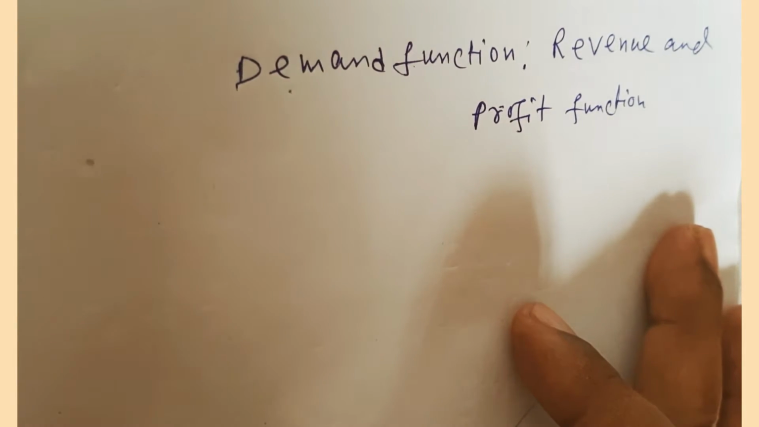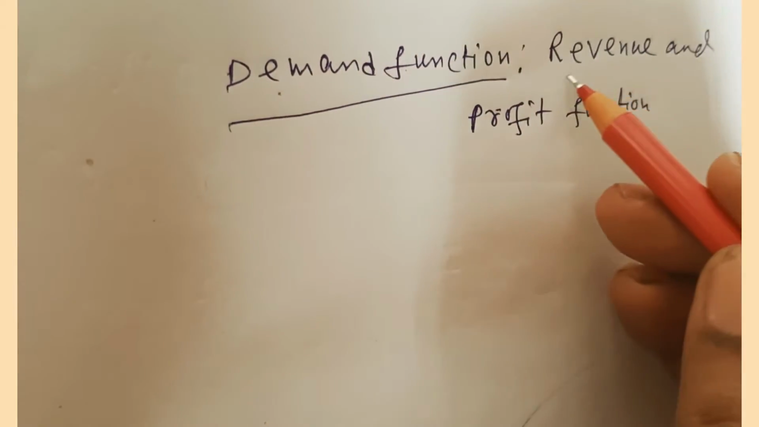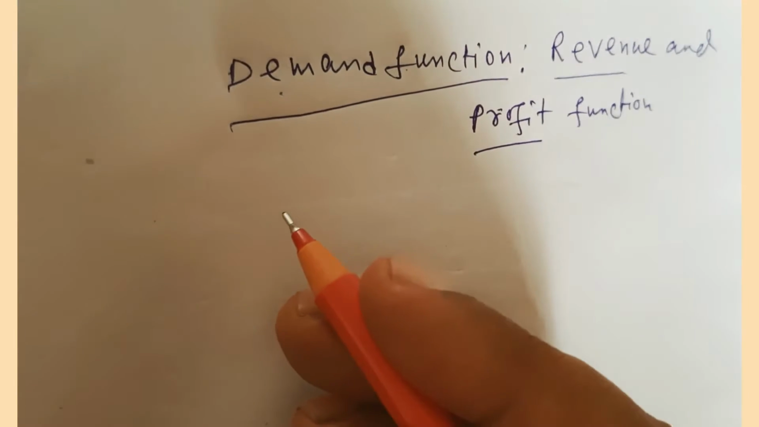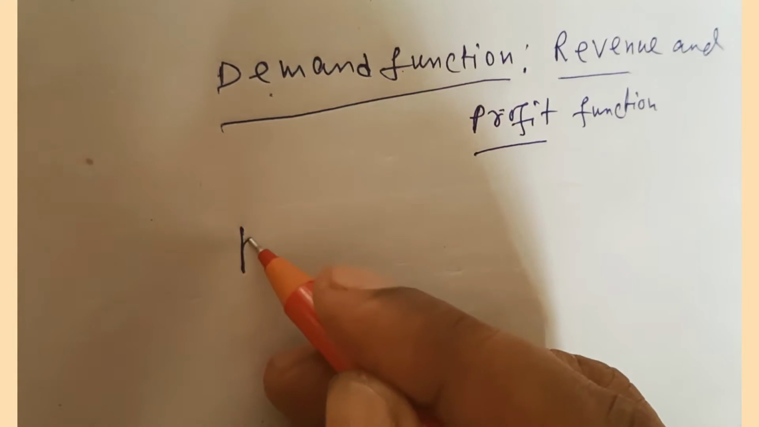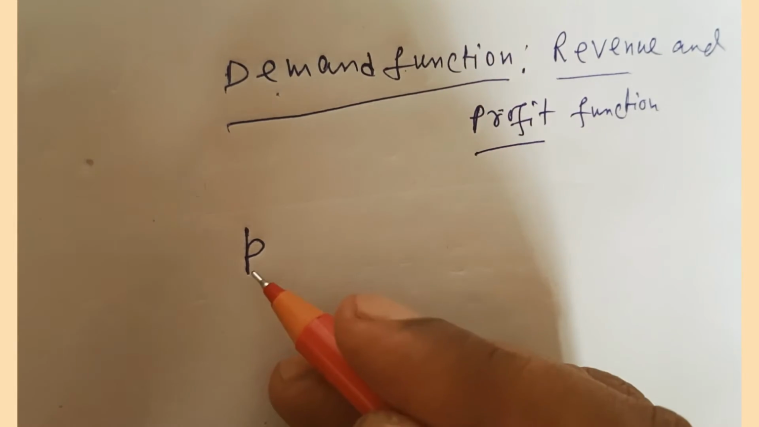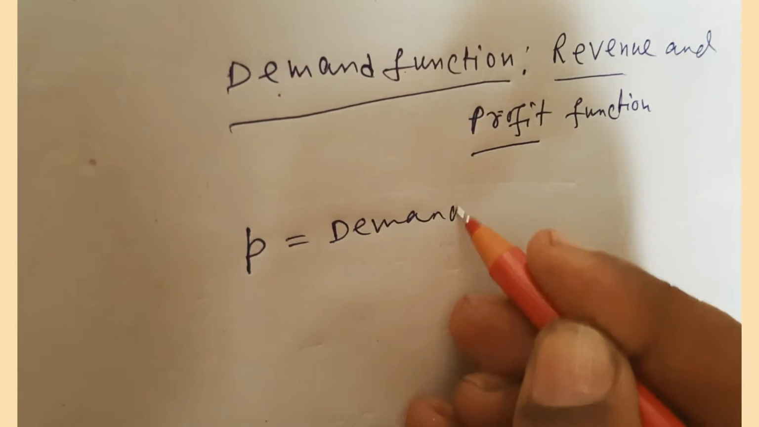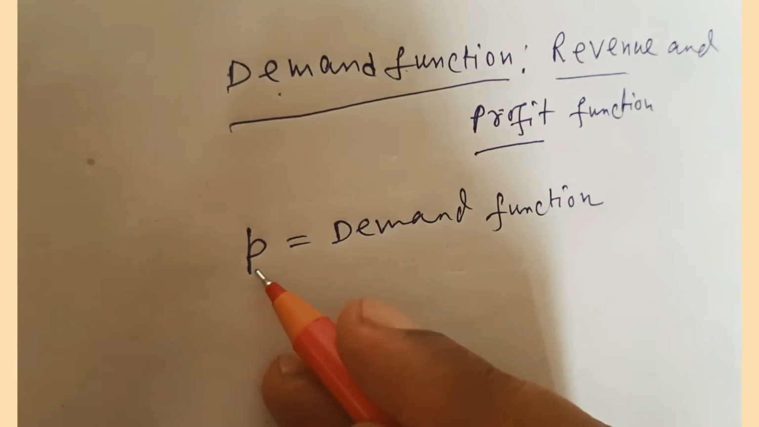This is the chapter of Section C, Chapter 1. What is the topic? Demand function, revenue and profit function. What is a demand function? Demand function is denoted as small p. Small p is called a demand function.